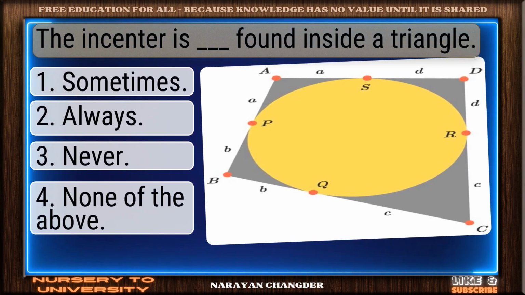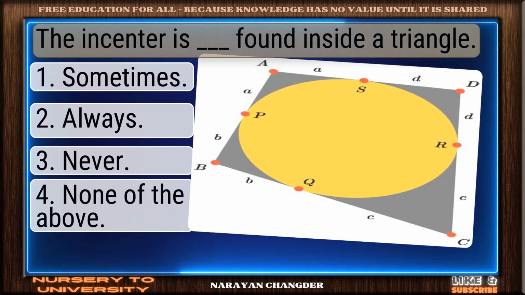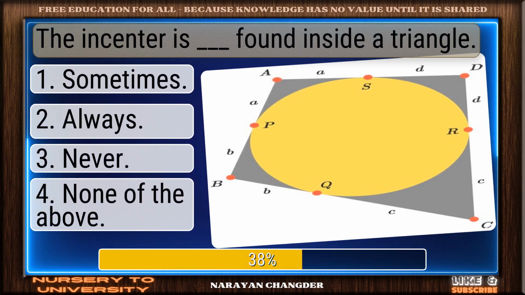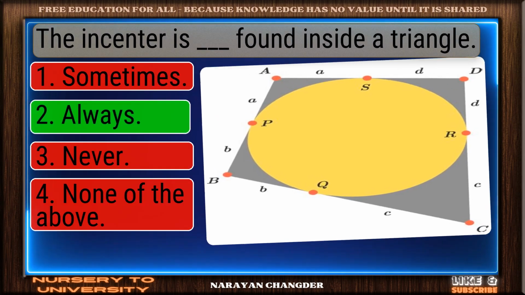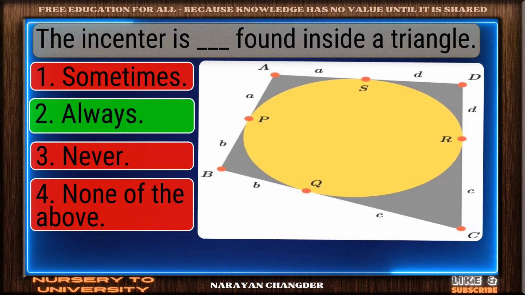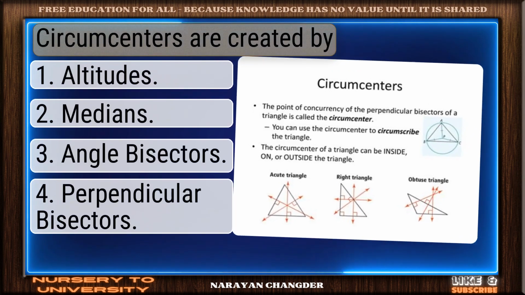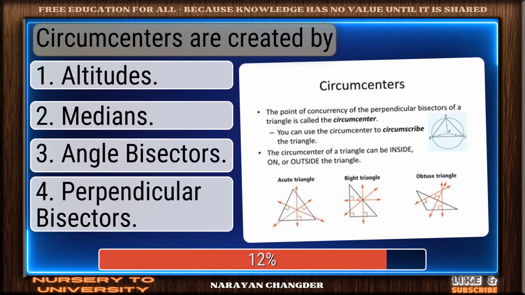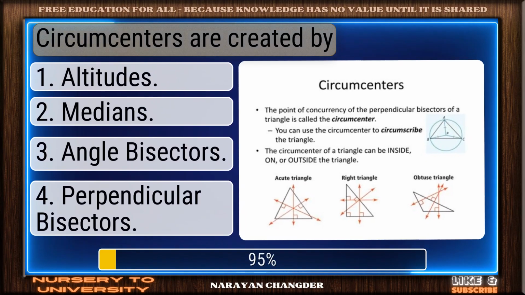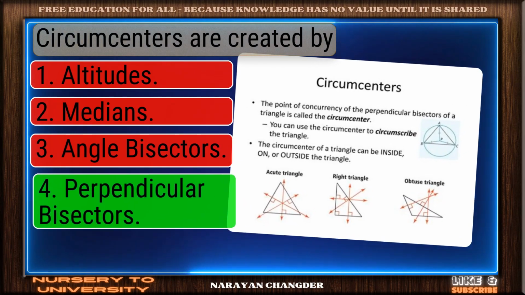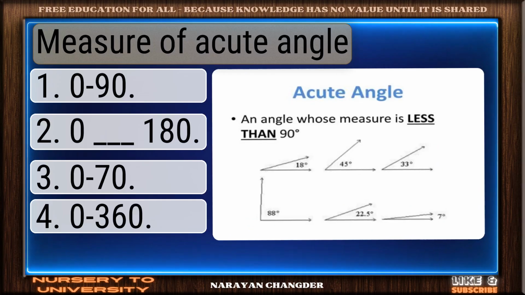Question number 58. The incenter is dash, found inside a triangle. Perfect. Always is the correct choice. Question number 59. Circumcenters are created by... You got it. Your choice, perpendicular bisectors, is right.